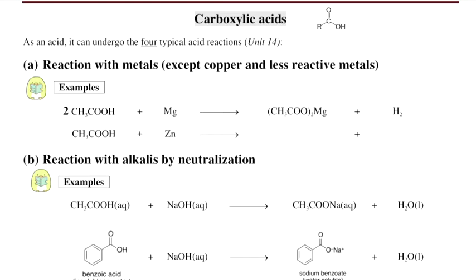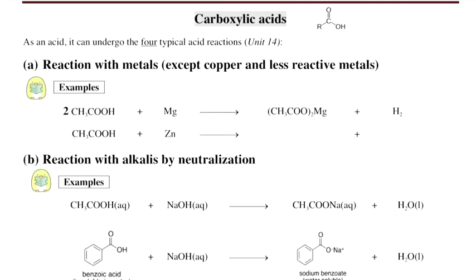Let's move on to reactions with carboxylic acid. So as an acid, it will undergo similar reactions that we have learned last year in Unit 14. So you can refer back to Unit 14 notes for details. So first type of reaction, as an acid, it can react with some reactive metals. So again, you need to revise the reactivity series, and you know that the metals above copper can react with acid.